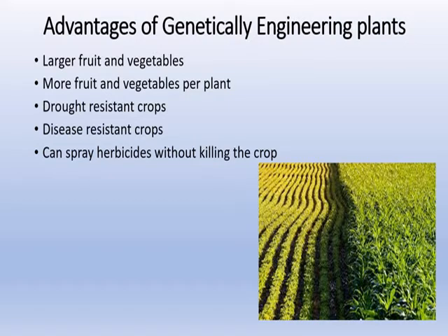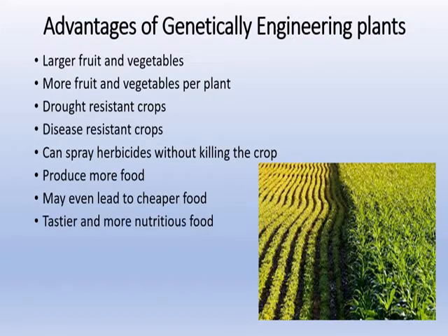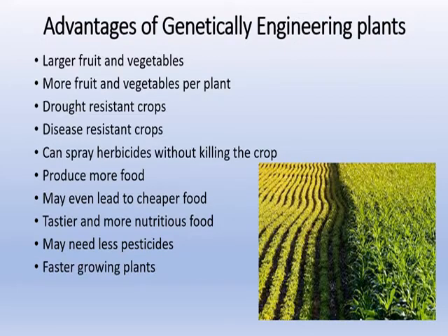They've done this to corn. So the corn plant is resistant to the weed killer, and now the corn will grow, the weeds are killed. You can produce more food this way, which may even lead to cheaper food. The food can even be tastier by inserting the right type of genes into the plant. The food can be tastier or even more nutritious. You may need less pesticides now because the crop is resistant to pests. You might get faster growing plants, so instead of waiting 6 months for the plant to produce crops, you take 4 months now to produce crops. And all this can lead to food security, so it sounds quite good.